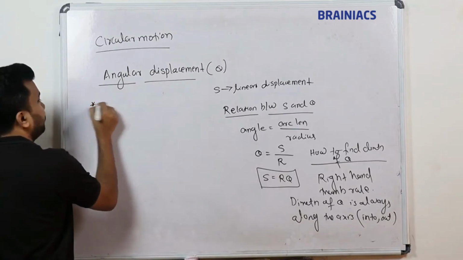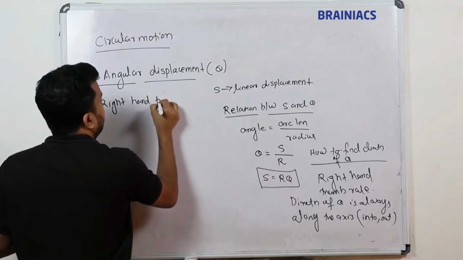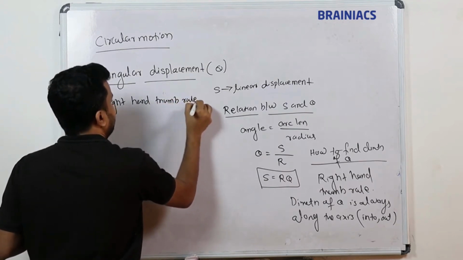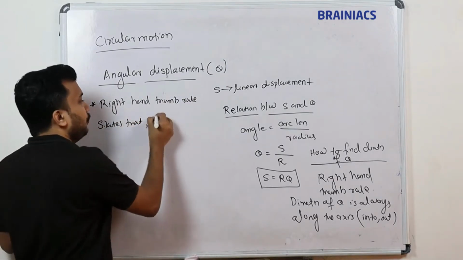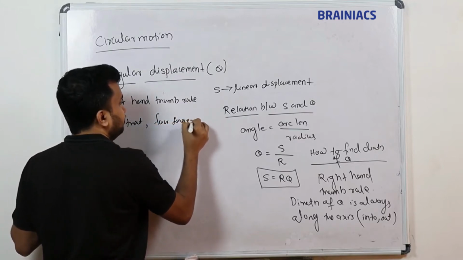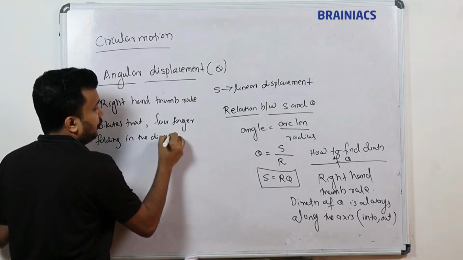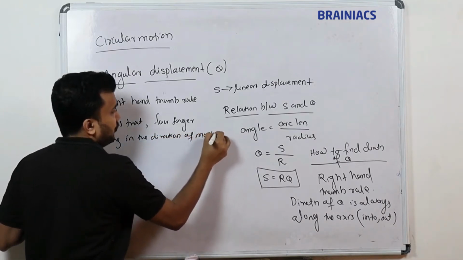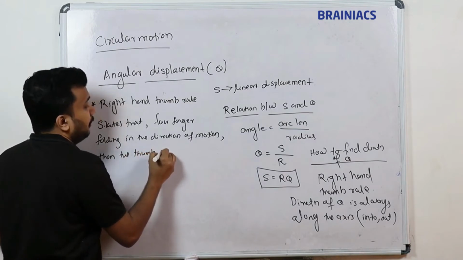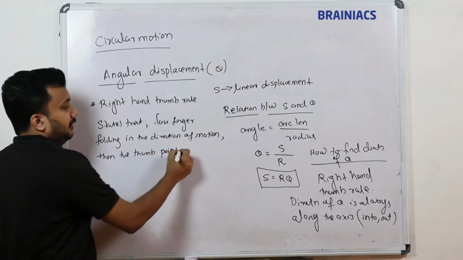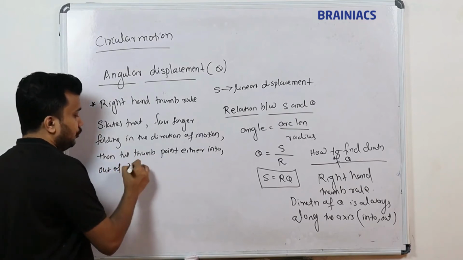We can add one point under this. The right hand thumb rule states that if four fingers are folded in the direction of motion, then the thumb points either into or out of the paper. In your case, I am writing into or out of the paper.